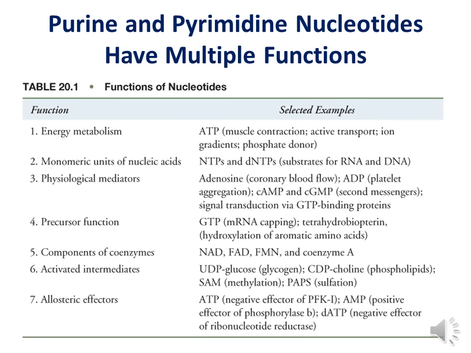As you have already learned during Molecules to Cells, purine and pyrimidine nucleotides have multiple functions. ATP is an important energy molecule. All of the nucleotides are important components of RNA and DNA. Cyclic AMP is an example of an important secondary messenger. The purine and pyrimidine nucleotides also can be components of coenzymes, or components of activated intermediates in metabolism. They can also serve as allosteric effectors to regulate metabolic reactions.